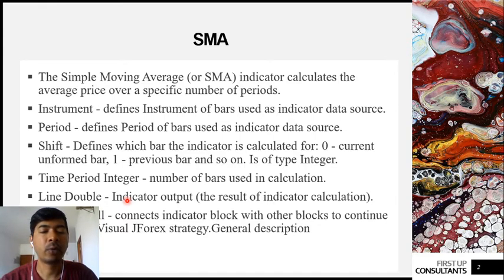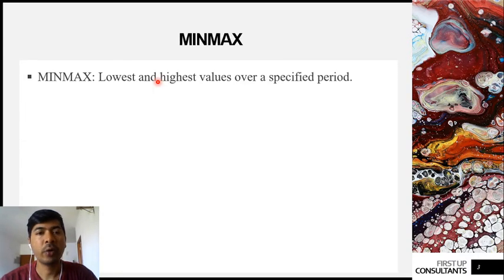side for the bare bone structure, and then we will do some testing, and then we will try to see how we can optimize. For that, we can utilize the SMA indicators. We can use a single SMA block or even multiple, depending on our requirement of where we want the trade to be executed. And also we can utilize the min max. The min max is simple lowest and highest value over a specified period.